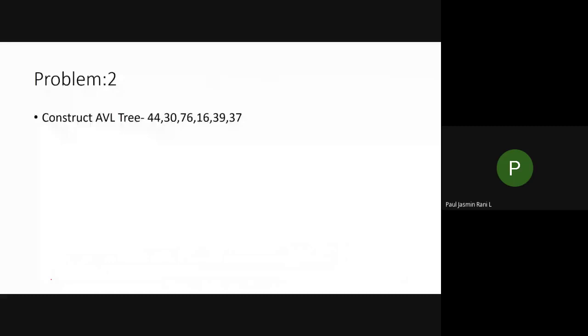Which rotation? So let's see what single rotation happens. You will not get a single rotation. Let's see what happens here.